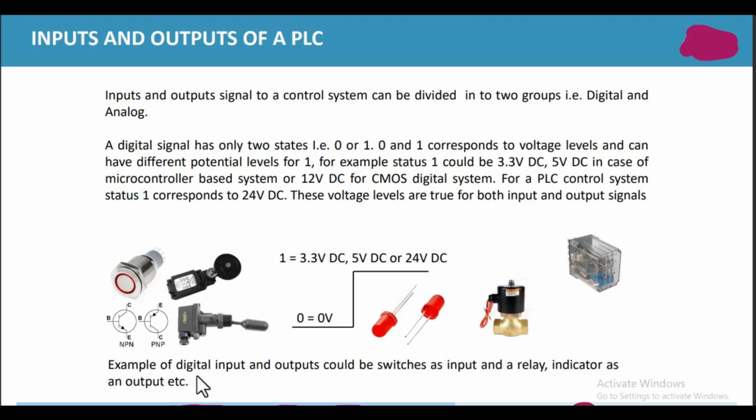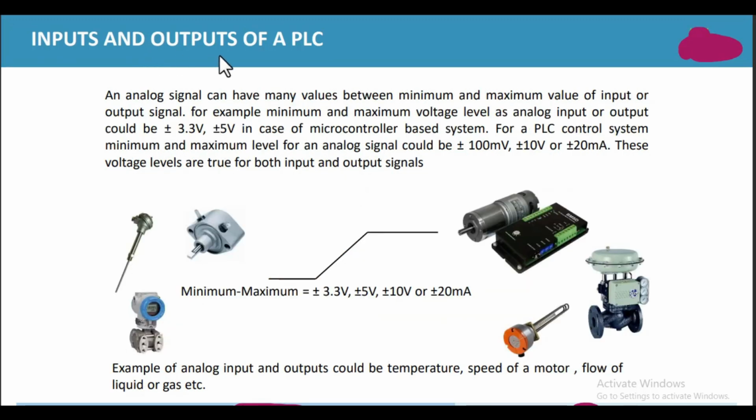Examples of digital input and output could be switches as input and a relay indicator as output. These are the inputs: switches, push buttons, toggle switches, and on-off switches. These switches may be of NPN type or PNP type, based on the transistor. For the output, you can have an LED, a relay, or a valve. This is a valve, this is a relay, this is an LED. Input and output of PLC.